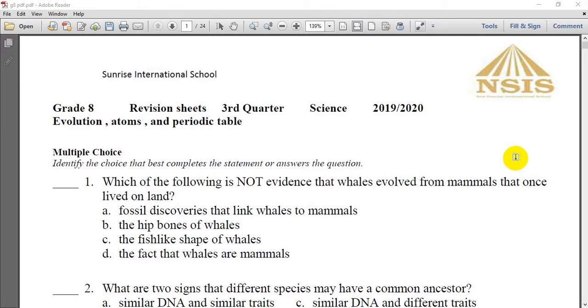Which of the following is not evidence that whales evolved from mammals? How do scientists know that whales evolved from mammals? Because of fossils, so not A, and from the hip bones of the whales. We found hip bones in the skeleton of whales, so this also is evidence, and the fact that whales are mammals. So the only thing that is not evidence is letter C, the fish-like shape of the whales. Question 2.